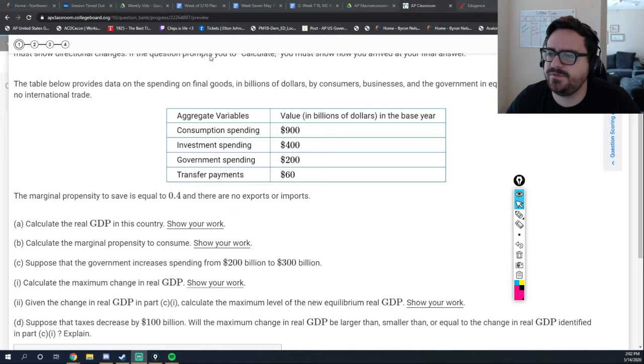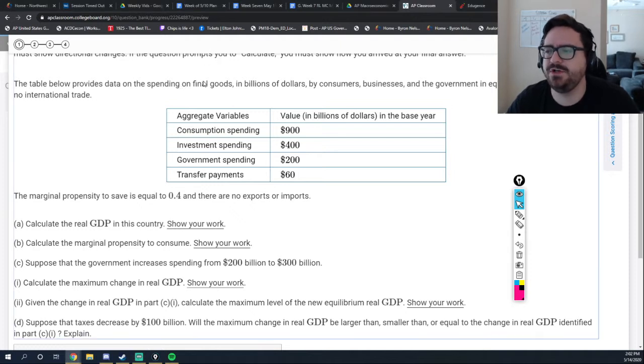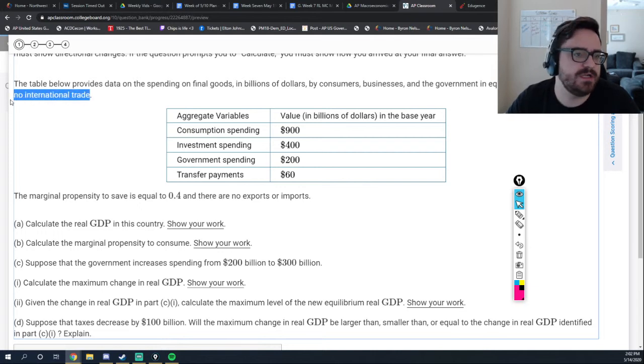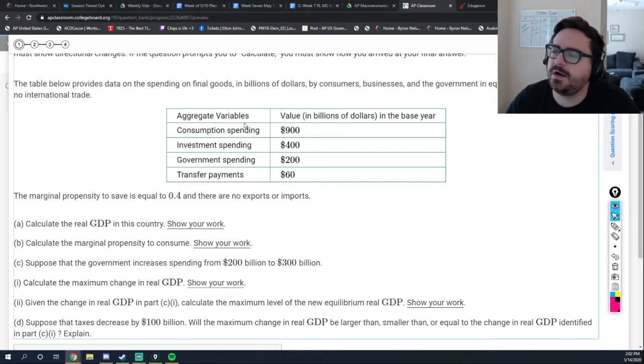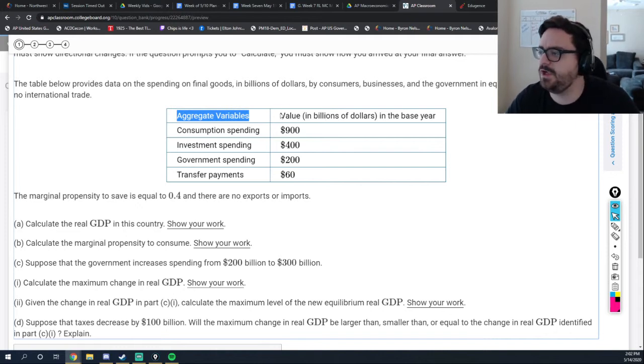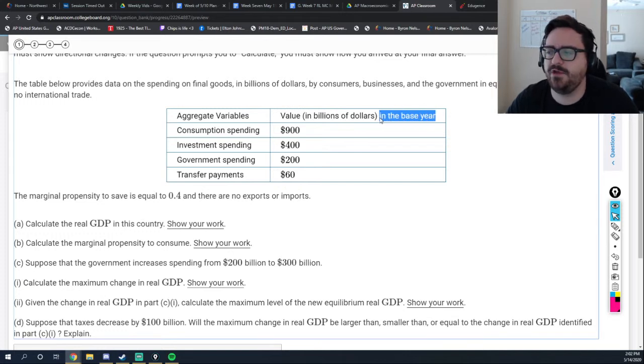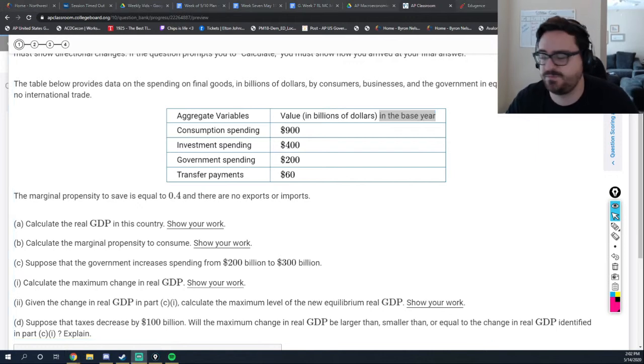Okay, so we've got this table. It's got spending on final goods in billions of dollars by consumers, businesses, and the government in a country with no international trade. That last part's kind of weird, but outside of that, I think this is a problem we should be able to deal with. Our aggregate variables, just meaning the big categories, and the dollar value in billions of dollars in the base year. In the base year means that this dollar value will work for nominal or real GDP in that year, because it's always using the base year's prices.